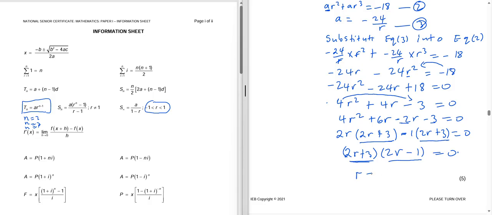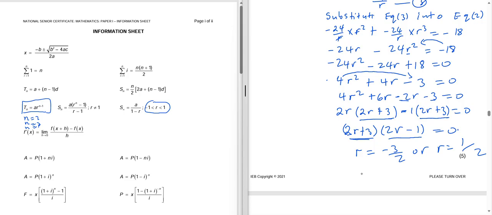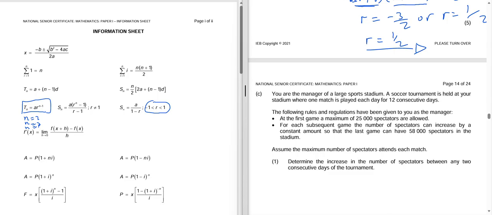Now r is going to be, if we throw the 3 to the other side, minus 3, and then if we divide by 2, that is minus 3 over 2. Or r equals, if we throw 1 to the other side, 1, and if we divide by 2, that will be a half. But are we done? Not yet, because we want r to be between minus 1 and 1. So since the series is converging, our final solution for r is going to be a half. So we are done with this part, and then let's go to the next one.